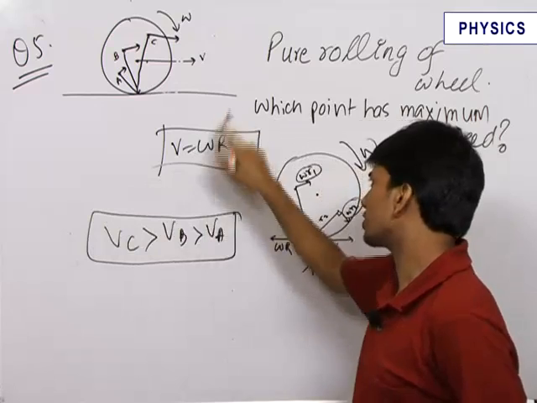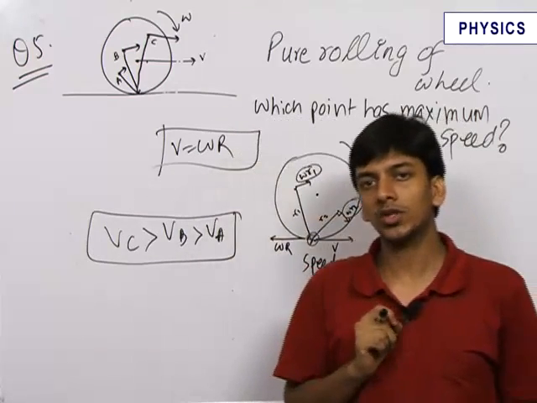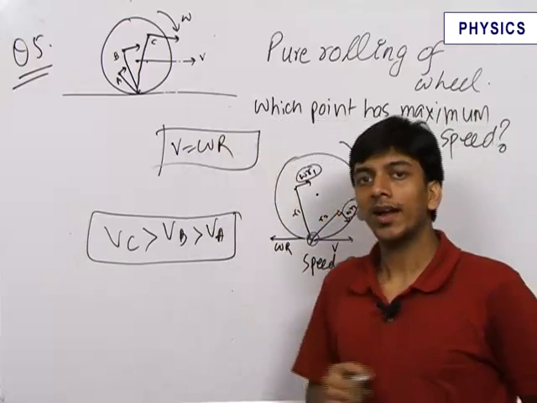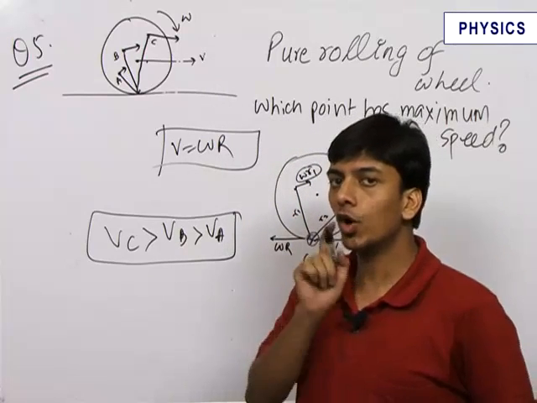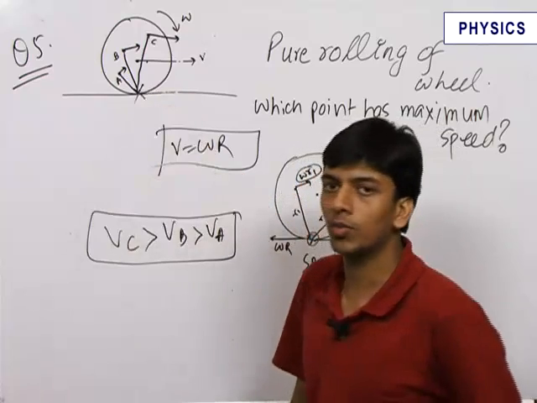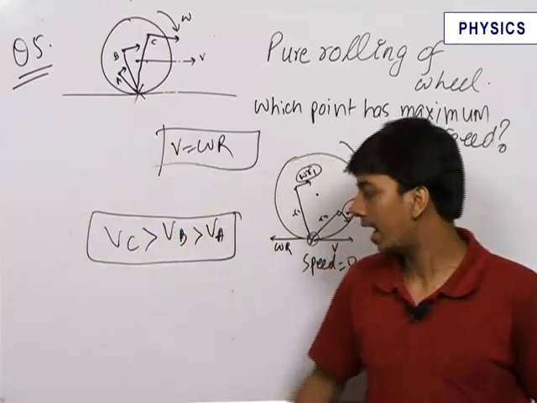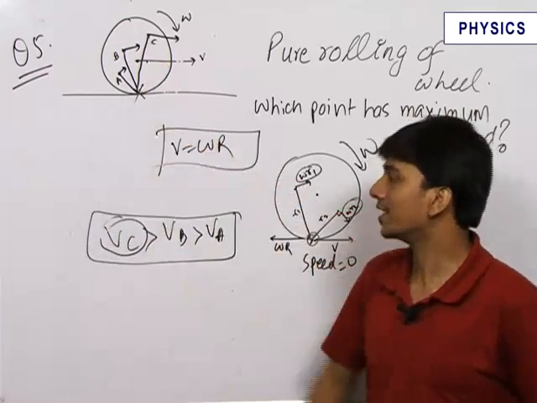This is an important concept which can be utilized in many other questions. Just remember one more thing: in future questions, whenever you see pure rolling, rather than applying the equation torque is equal to I alpha about the center of mass, you can also apply it about the lowermost point. It actually simplifies many questions. Remember this trick, and the answer for this question is that point C has the highest speed.